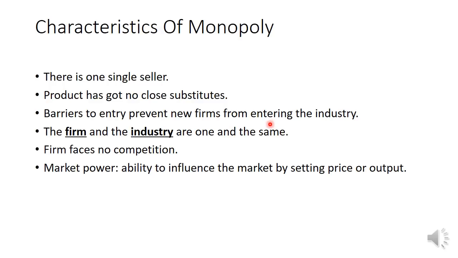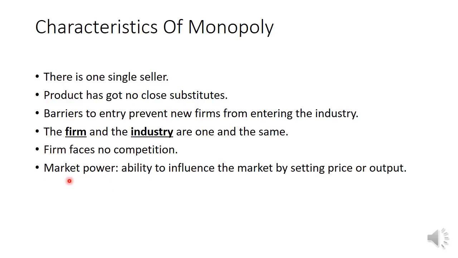Okay. Now, because there is only one seller, the firm and the industry are one and the same. Okay, the firm is the industry. Now, because of that, the firm doesn't have any competition, and it has market power to influence the market by setting the price or output. Okay, huge market power because the firm is the industry and there's no competition. So this kind of firm, the monopoly, wields tremendous market power.